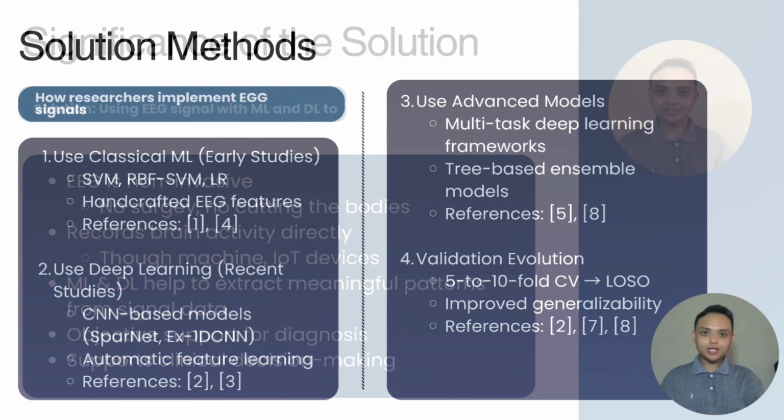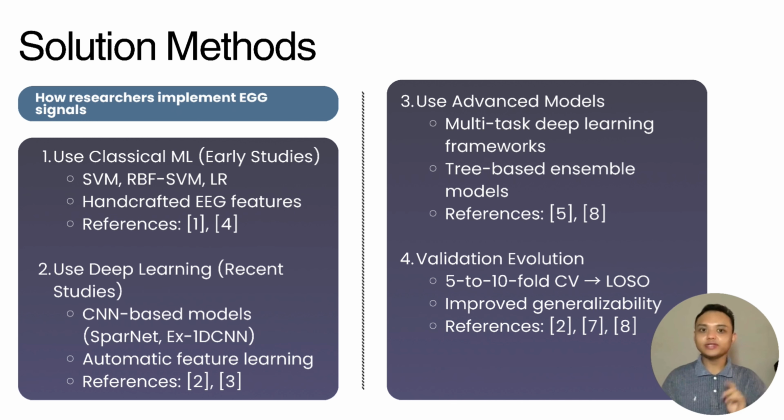Researchers use 4 different solution methods to detect MDD via EEG signals. In early studies, they used classical machine learning models like SVM, RBF-SVM, and logistic regression. These models rely on handcrafted EEG features, which had to be selected manually. Then, the method moved to deep learning in recent studies, where CNN-based models like SparNet and XID-CNN have been developed that can automatically learn the features from the EEG data. This removes the need for manual feature selection.